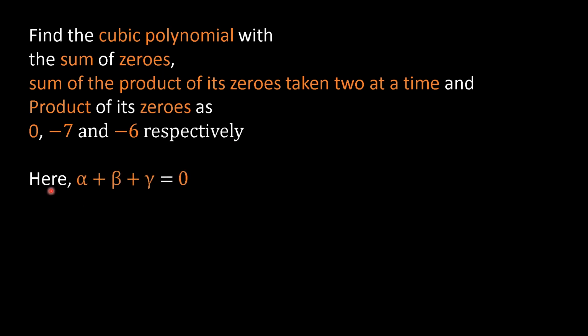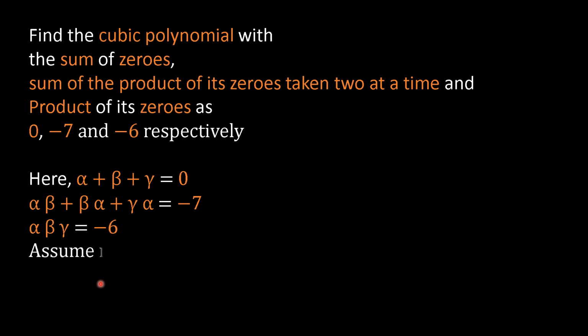Here we are given alpha plus beta plus gamma equals 0, that is the sum of zeros. Then alpha beta plus beta gamma plus gamma alpha equals minus 7. This is according to the second condition. And alpha beta gamma equals minus 6, which is the third condition.